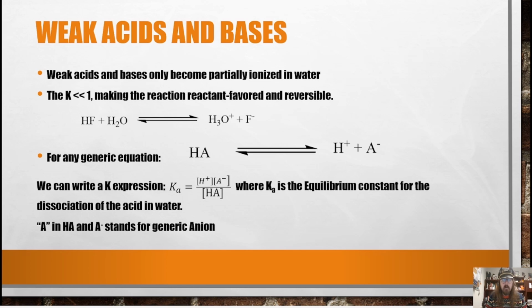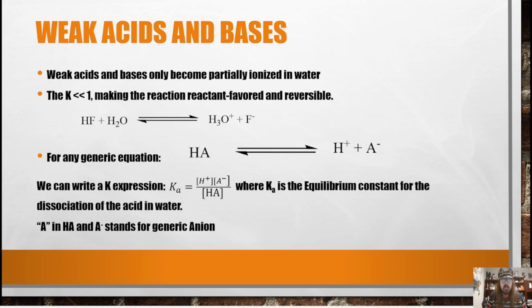And then the Ka expression, the equilibrium expression, which is products over reactants, is that our two products, hydronium or H plus and the conjugate base A minus, all over our starting material HA. We do not need to include water because water is a pure liquid.